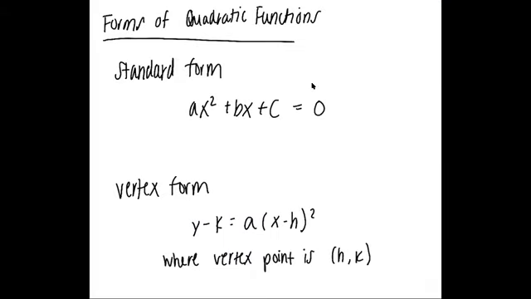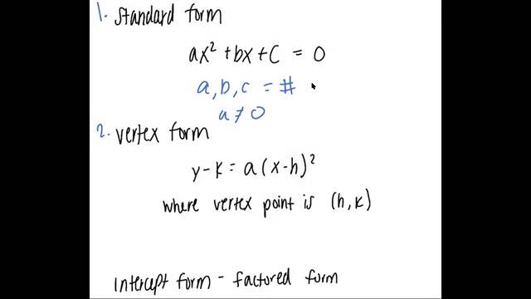So again, we have 3 forms of the quadratic function. First is our standard form, ax squared plus bx plus c. The only thing is a, b, and c have to be real numbers, and a cannot equal 0. This is what we've been dealing with a lot. Number 2 is our vertex form. It looks like y minus k equals a(x minus h) squared, where the vertex point is (h, k). Again, h is the x coordinate of our vertex, and k is our y coordinate.